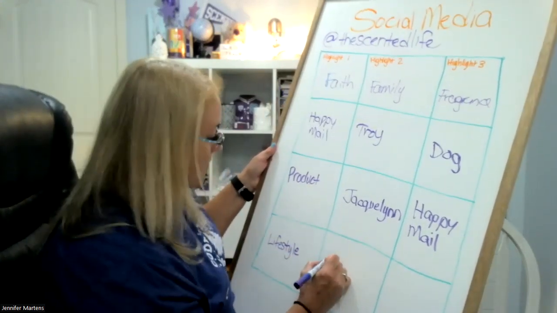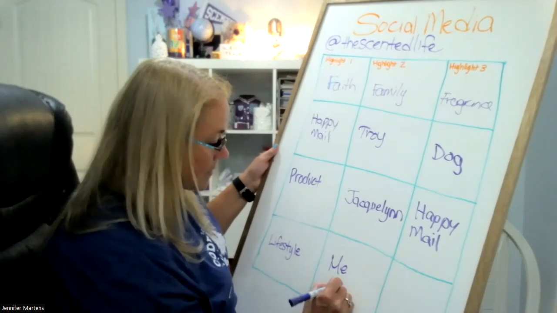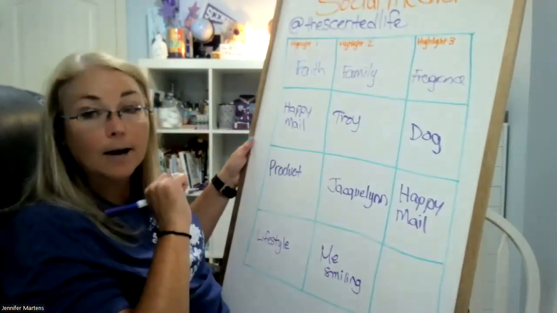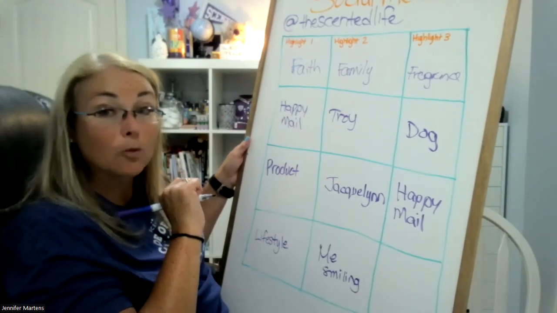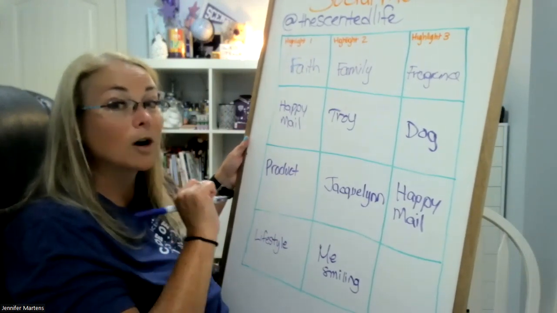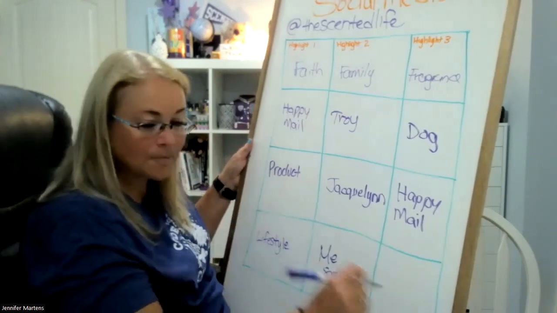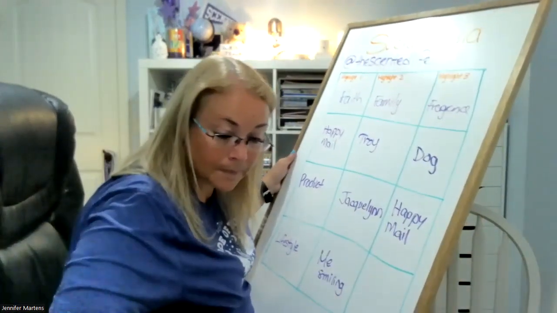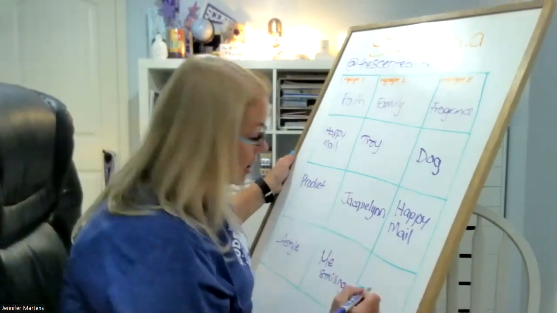And then here I just might have a picture of me smiling. And that strategically is, I want people to feel like they're getting to know me, like me, trust me, and want to do Scentsy with me. And then I might have, let me see, usually I do have a lot of Happy Mail.